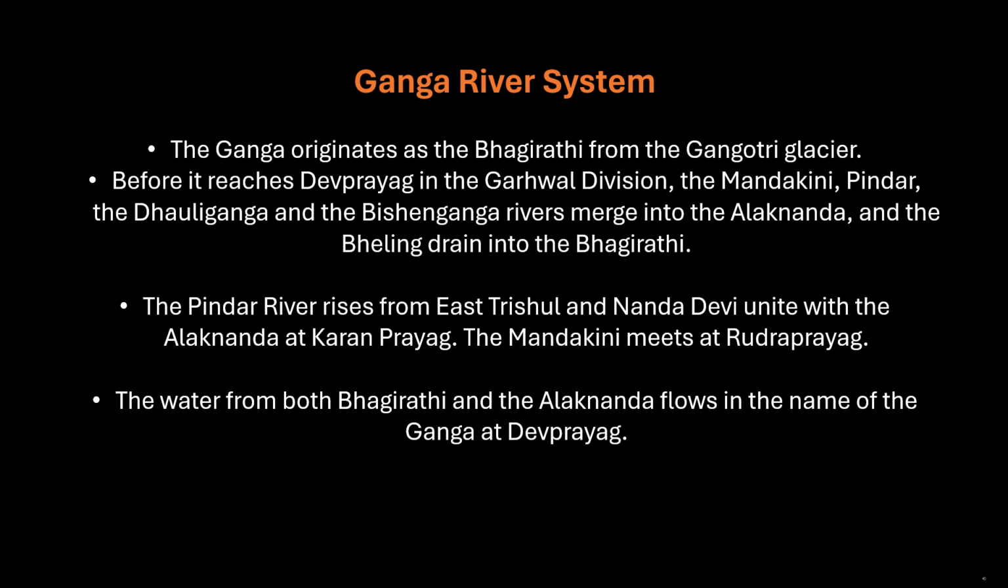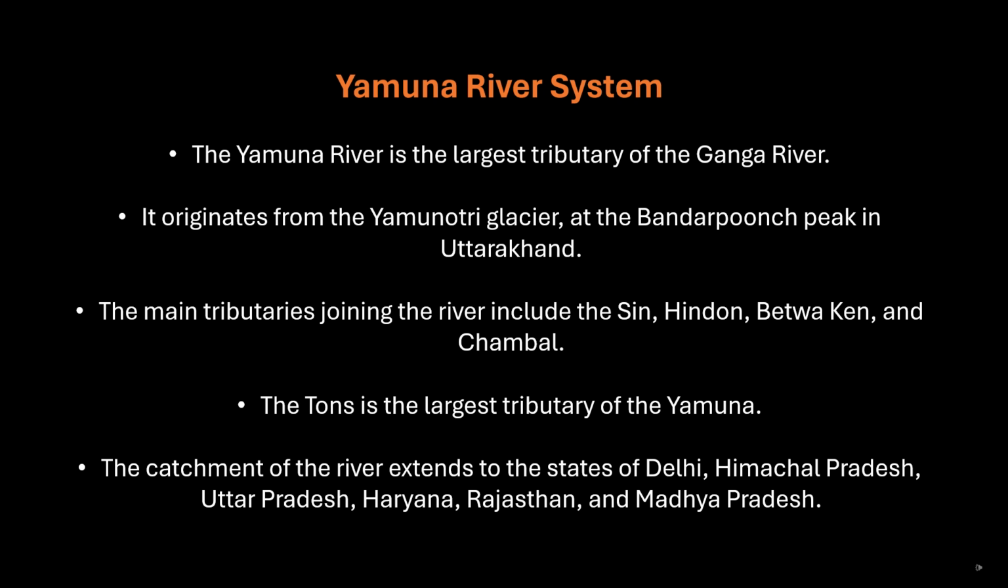Ganga River system. The Ganga originates as the Bhagirathi from the Gangotri Glacier. Before it reaches Devprayag in the Garhwal division, the Mandakini, Pindar, the Dhauliganga and the Bishanganga rivers merge into the Alaknanda, and the Bailing drains into the Bhagirathi. The Pindar River rises from East Trishul and Nanda Devi and unites with the Alaknanda at Karnaprayag. The Mandakini meets at Rudraprayag. The water from both Bhagirathi and the Alaknanda flows in the name of the Ganga at Devprayag. Yamuna River system.